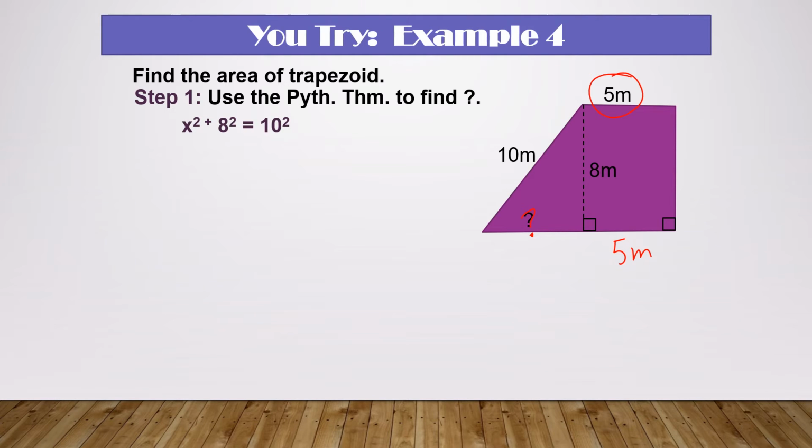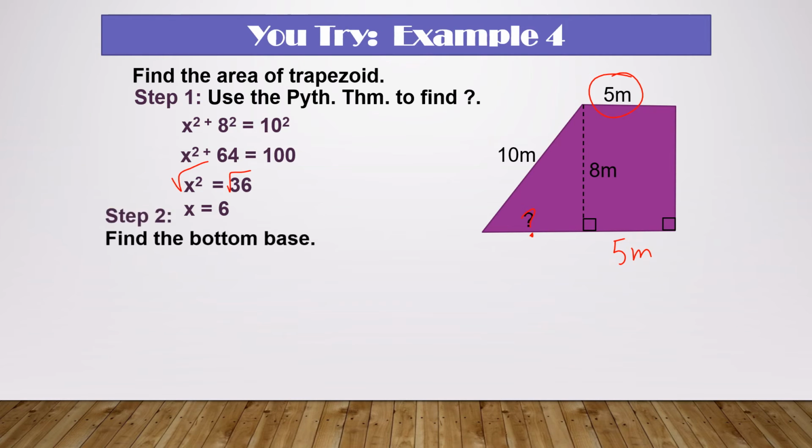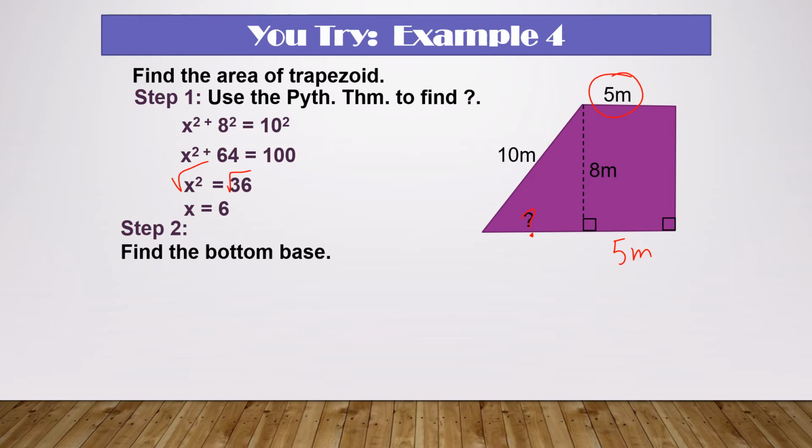So we have x squared plus 8 squared equals 10 squared. 8 squared is 64, 10 squared is 100. We subtract the 64 from both sides, and we get 36. Then we take the square root of both sides, and we get x equals 6. So we know that this is 6 here, and then we have to find the bottom base. We can't just use one of those. So 6 plus 5 is 11, so the whole bottom base is 11 meters.